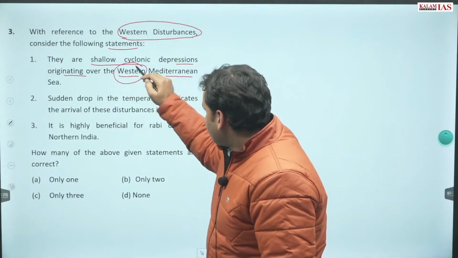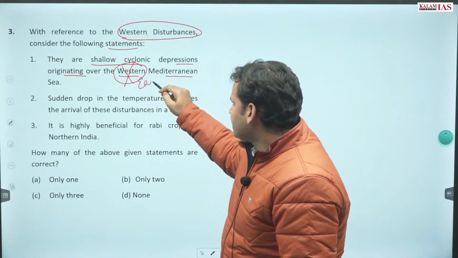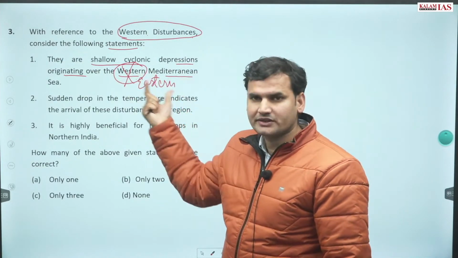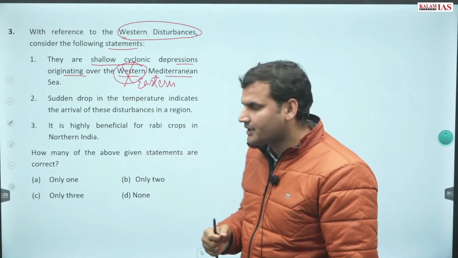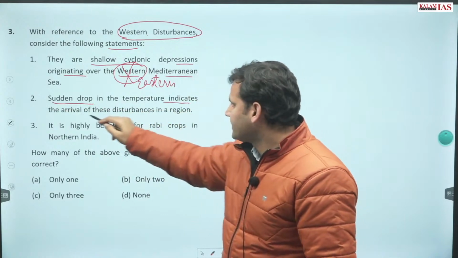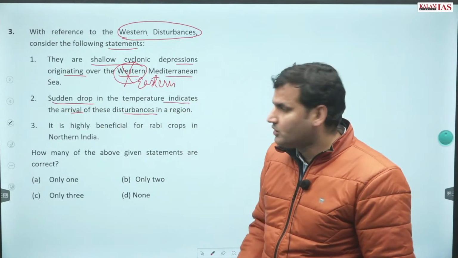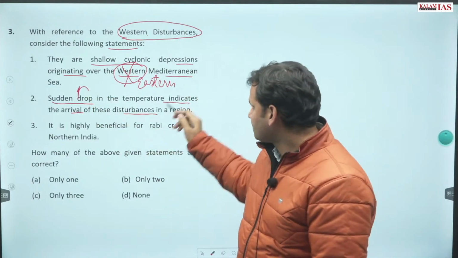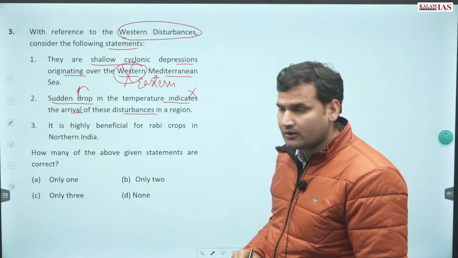So no, this is not western Mediterranean Sea, this is eastern Mediterranean Sea. ये बहुत बार करता है कि पूरा स्टेटमेंट सही होगा, ईस्ट वेस्ट में चेंज करेंगे, डिग्रीज में चेंज करेंगे, and likewise. Sudden drop in temperature indicates arrival of these disturbances. No, it is not the sudden drop, rather it is a sudden increase. This statement is again wrong.